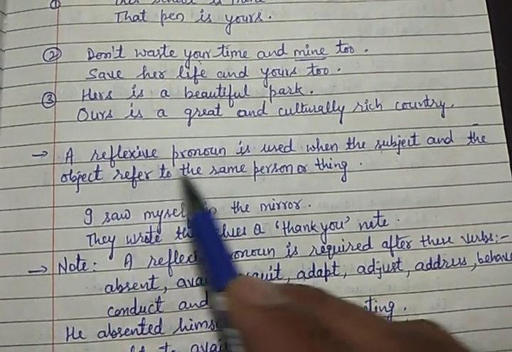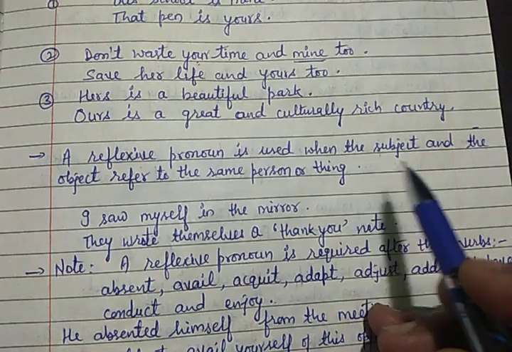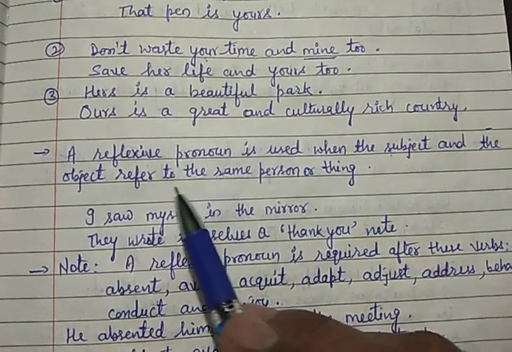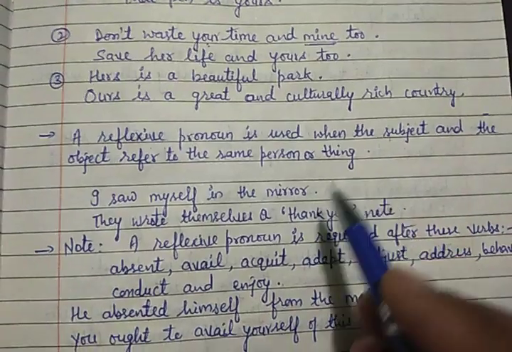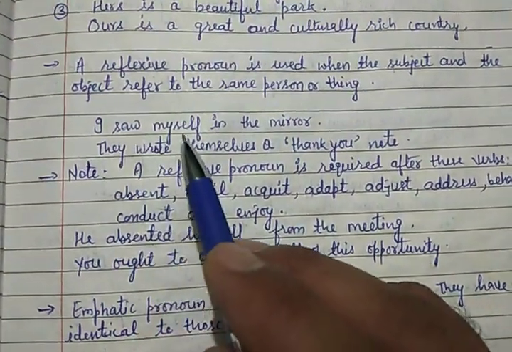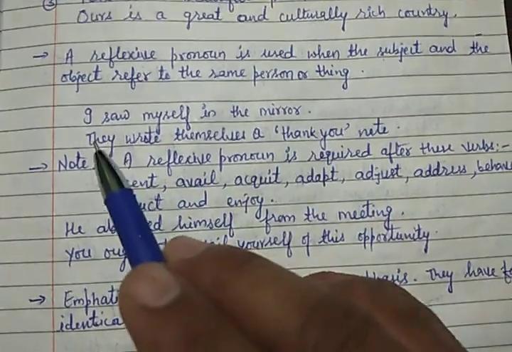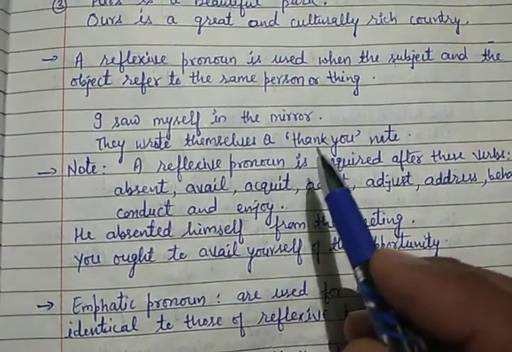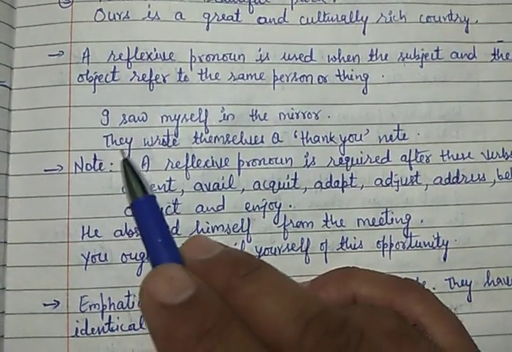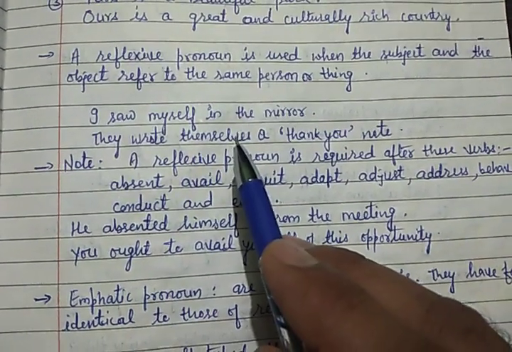A reflexive pronoun is used with the subject, when the subject and the object refer to the same person or thing. As we can see in the example, I saw myself in the mirror. They wrote themselves a thank you note. Here with I we have used myself, and with they we have used themselves.